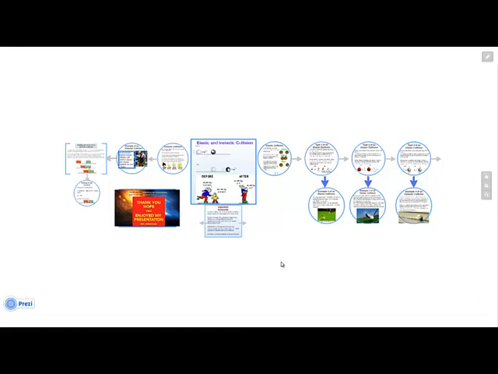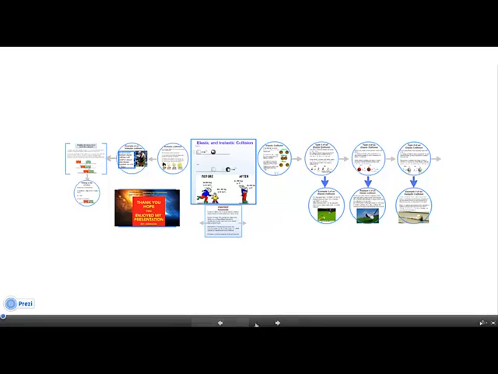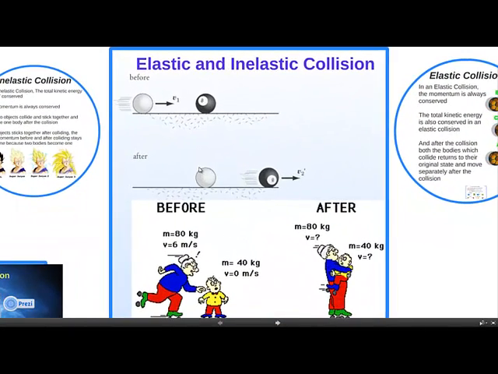Hello guys, today I'm going to present on elastic and inelastic collision. The first picture here is an elastic collision and the picture down here is an inelastic collision. In an elastic collision, both bodies move separately after the collision. In an inelastic collision, both bodies move as one after the collision.